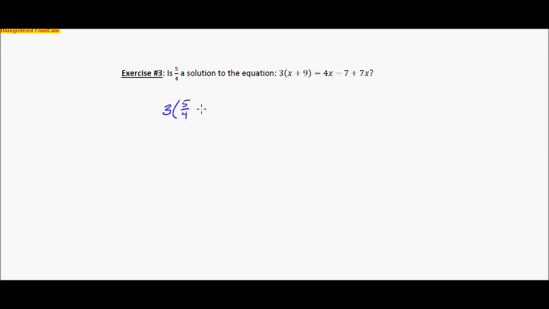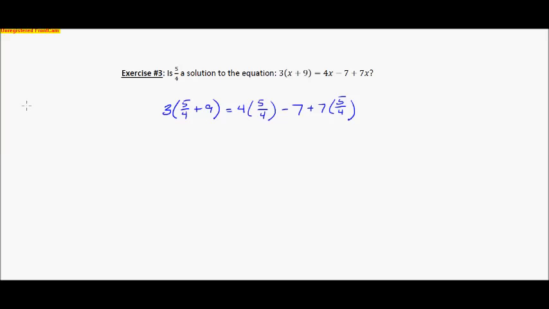So I'm going to put in a 5/4 every place I see an x. And I'm going to use my parentheses. I just think it's neater when you put in a set of parentheses there instead of having that dot there. That would be fine, but I just think it's neater. So let's take a minute and do the left side of the equation. I could do two different things. I could distribute the 3, or I can try to get a common denominator. If I'm going to add 5/4 and 9, I need a common denominator. So I'm going to do that.